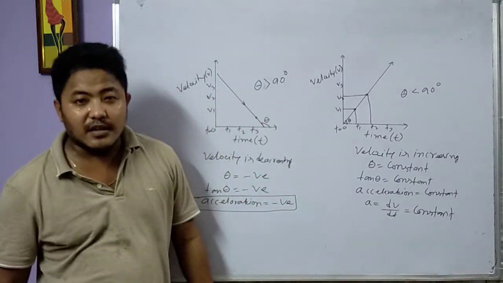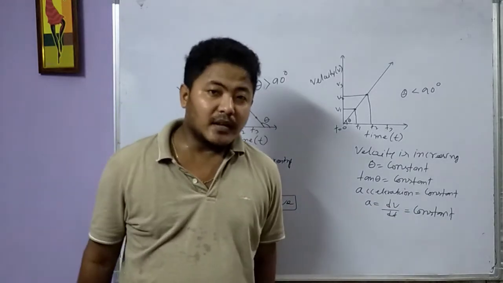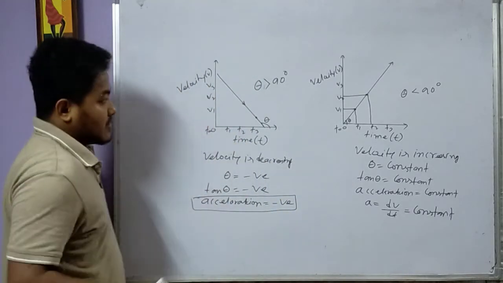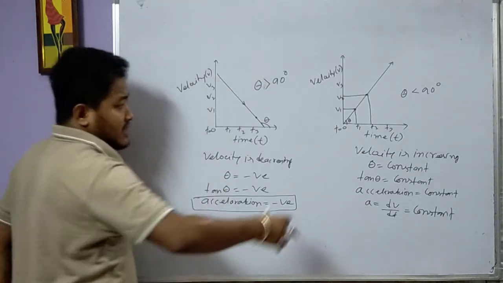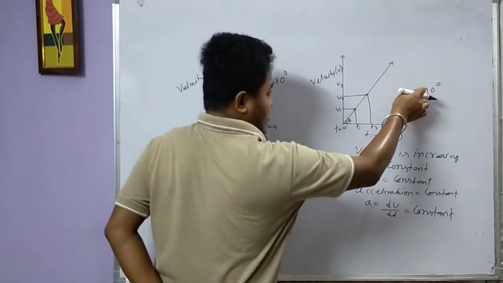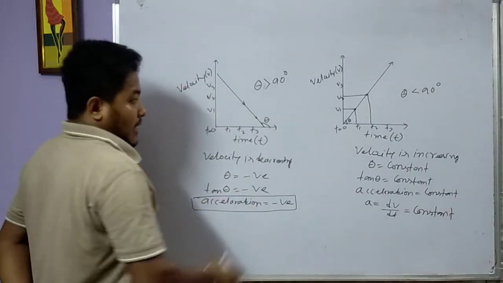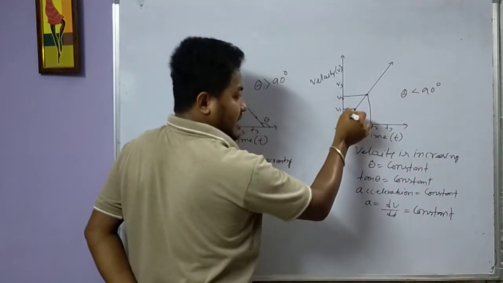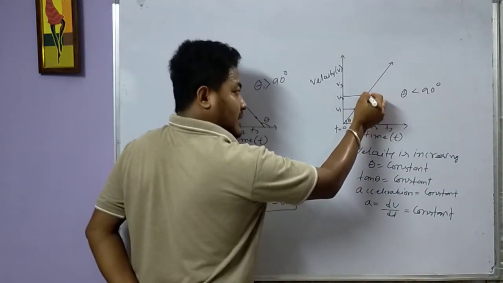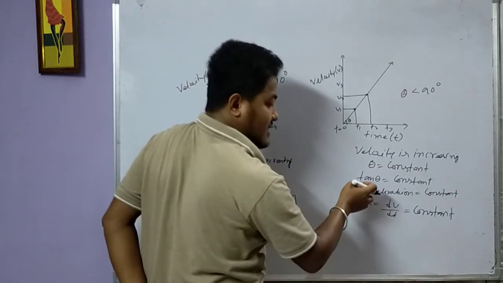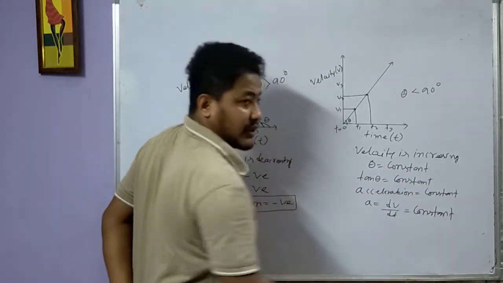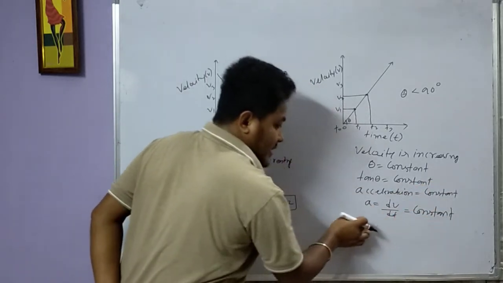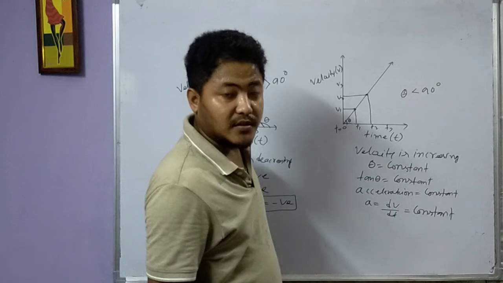This is all about the acceleration velocity time graph. It's a very easy one. You just go through it. Don't take any stress about it. Keep in mind that in the earlier case, theta was less than 90 degrees and velocity was increasing, hence theta was constant. If you make a tangent here, theta will be constant. If you make a tangent here, there will also be constant theta. Hence tan theta is constant. If tan theta is constant, acceleration is also constant. Hence a equal to dv by dt is going to be constant.